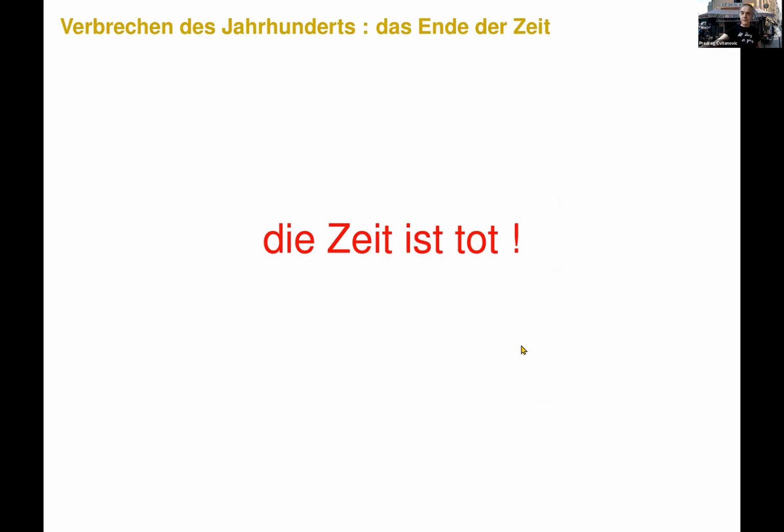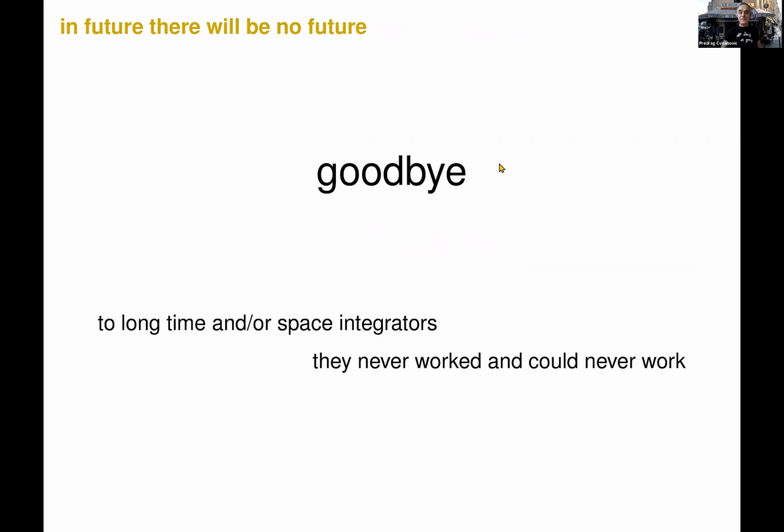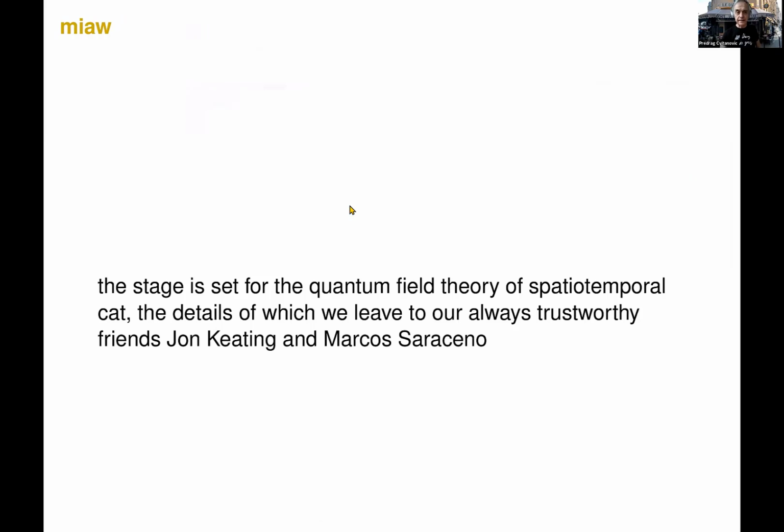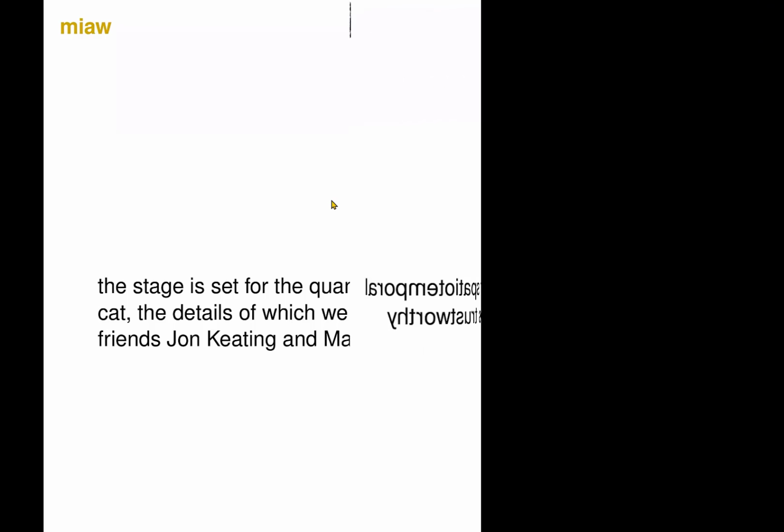In this seminar, I've committed the crime of the century, which Central Europeans will understand, and Descartes will understand. The time is dead. Don't think in time. Time is gone. And how you solve these problems is in Bernoulli land, you solve everything globally, like Hill and Poincaré did. And the stage is set for quantum theory, which I'll let other people do. I'm done. And all theory is grace, as Goethe said.